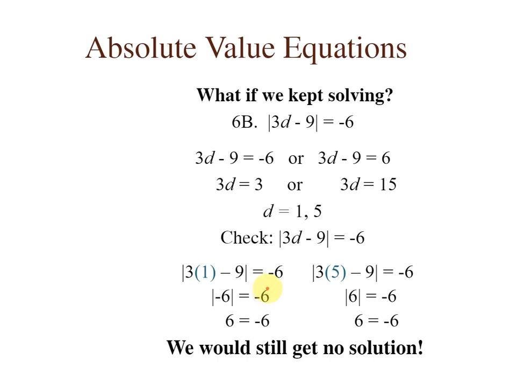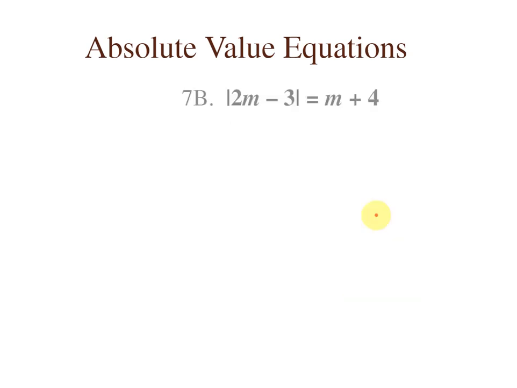And if I plug in a 5, it'll be 3 times 5 or 15, and 15 minus 9 is going to equal 6. But the absolute value of 6 does not equal negative 6. So then I know that neither of these answers are correct. So they're both extraneous. What about this?